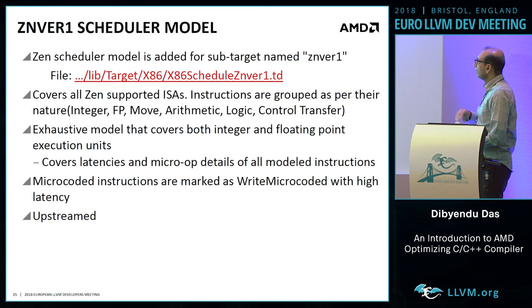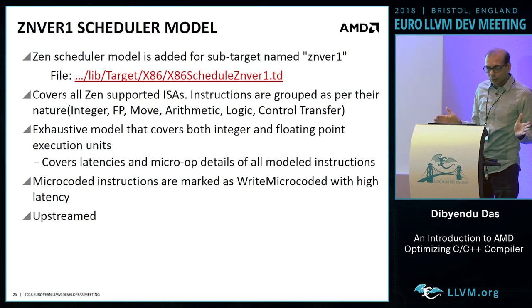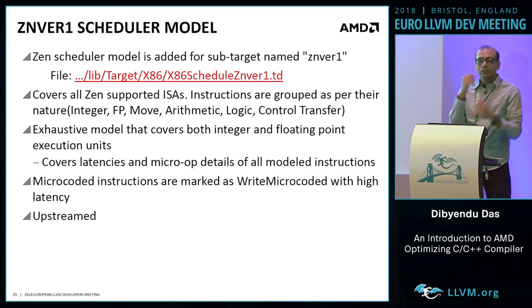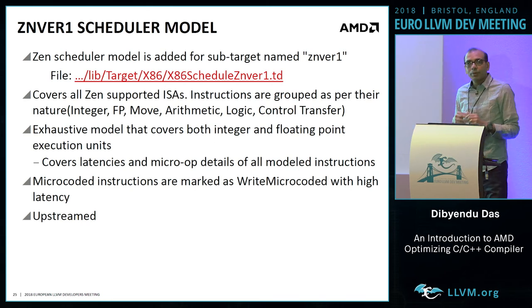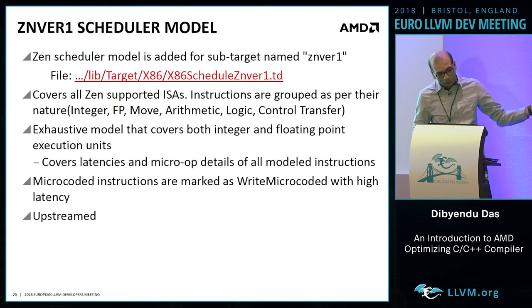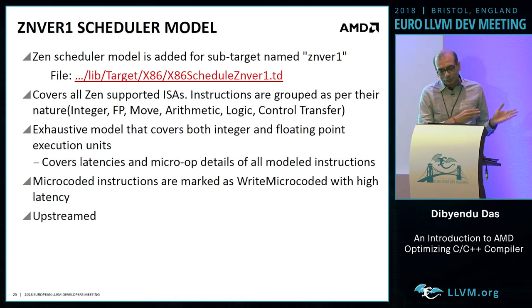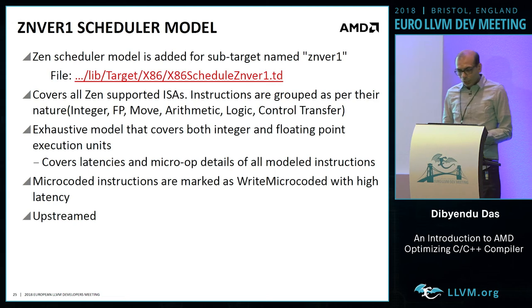The ZenVer1 scheduler, there's nothing specific here except the fact that we upstreamed it some time back. It has all the Zen ISOs that are supported along with their models in terms of how they're working in the pipes, what the latencies are, what the throughput is and things like that. There are several microcoded instructions. At this time, for all our microcoded instructions, we have put a very high value such that we do not generate code for them, first of all, basically try to avoid them. Secondly, when you are scheduling them, make sure that you push as many things as you can because of such high costs of these microcoded instructions. Though we have put 100 as a latency, it is not necessarily always 100. There's actually quite a bit of difference between many of the microcoded instructions.